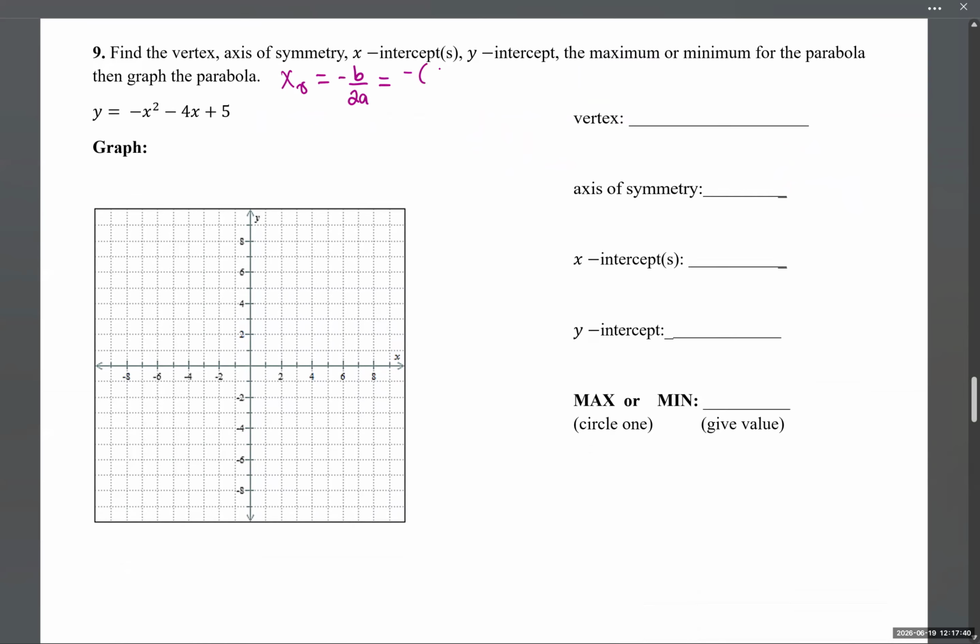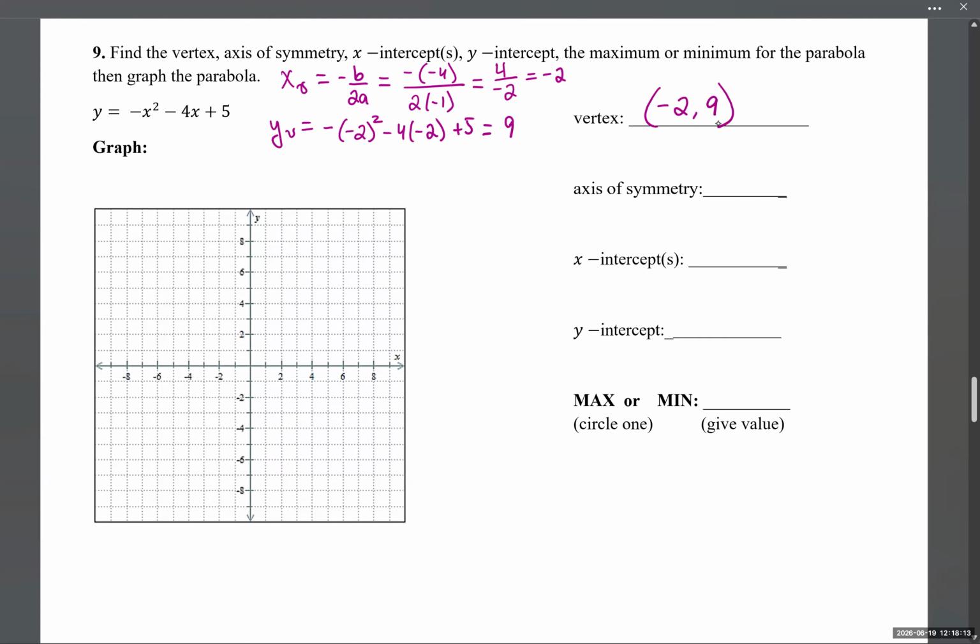So that's minus negative 4 over 2 times negative 1. So that's positive 4 over negative 2, which is negative 2. The y-coordinate of the vertex is the function value at negative 2. So negative 2 squared minus 4 times negative 2 plus 5. If you calculate it out, you should get 9. So the vertex would have a coordinate of negative 2, 9.